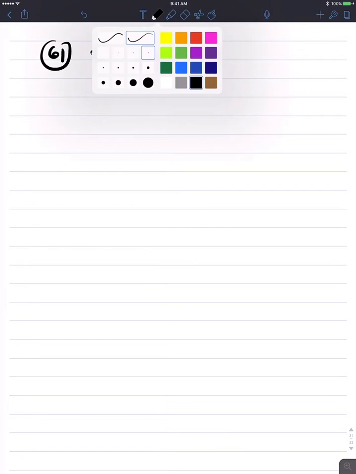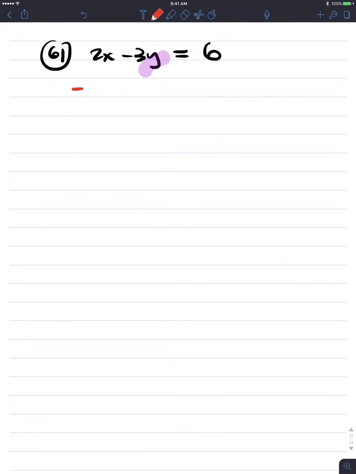61. 2x minus 3y is 6. We are solving for y. We start by subtracting our 2x from both sides. We get negative 3y is negative 2x plus our 6.